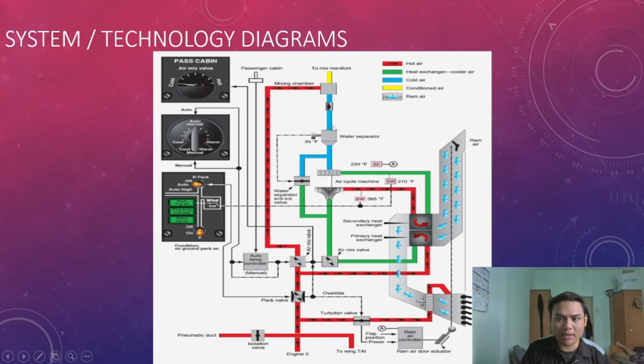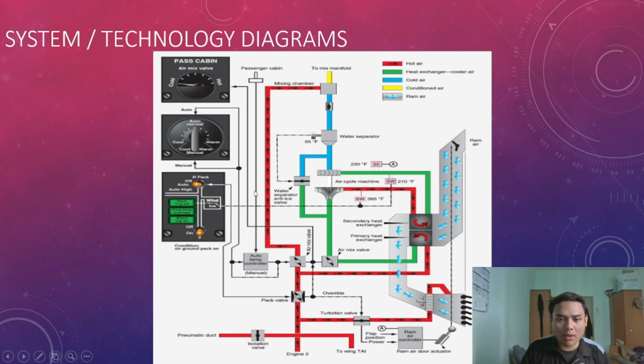And then the heat exchanger cycles the hot air. The secondary receives the hot air from the compressor and then releases it and cycles it, turning it into cooler air, which is mixed with the ram air and turns into cooler air.